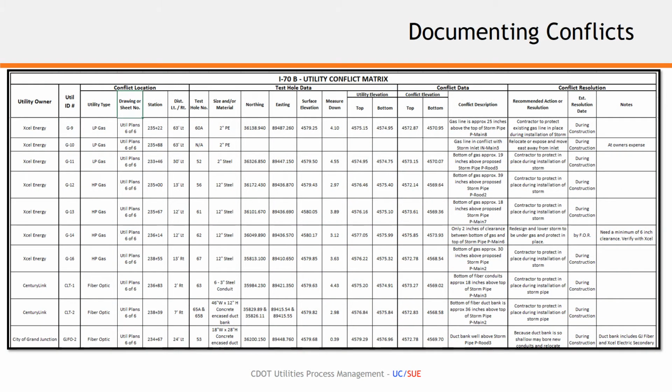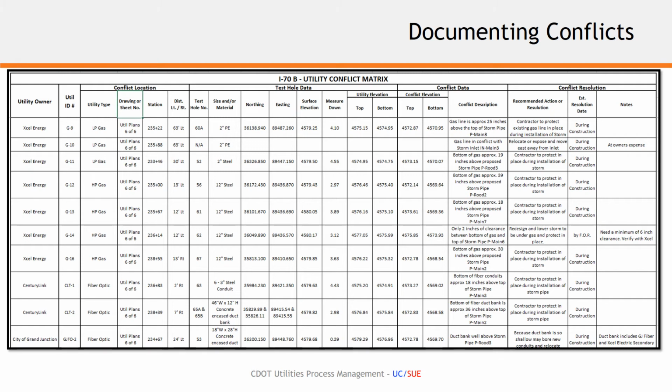So building off the last slide where we had plan view, potential conflicts, and test hole identification, now we've actually gone out and completed the test holes, and we've captured all the appropriate information in our utility conflict matrix. The template that we have provided for the utility conflict matrix includes all of the same fields that you see on this example. So again, you have the utility owner, you have the conflict location, you have test hole data, conflict data, and then conflict resolution, and then those subheaders underneath that.